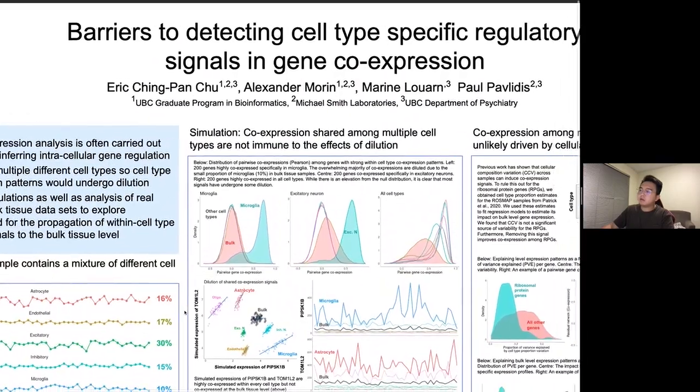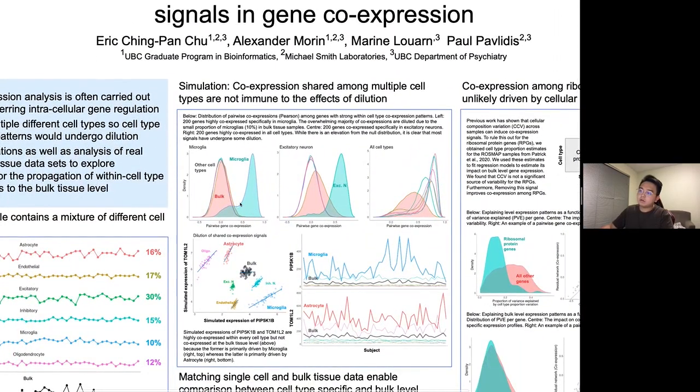More directly, here's the overall look at the cell type specific co-expression signals. Those specific to microglia, because microglia only account for about 10%, exactly 10% actually, a small proportion of cells in our model, a lot of those co-expressions are completely lost at the bulk tissue level. In excited neurons, again, it's a little bit better, but still a substantial reduction in co-expression signal.